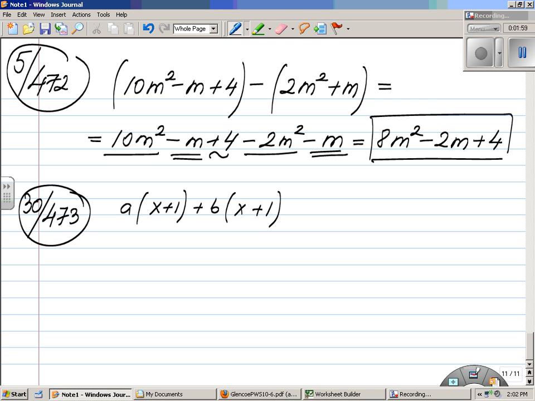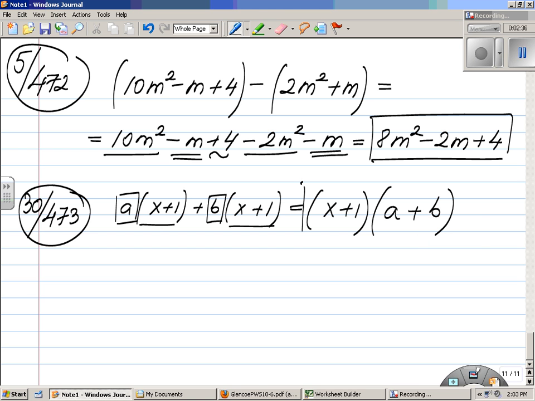Class, do you see any common factor here? Raise your hand and say loud. X plus 1, very good. X plus 1 seems to be my common factor, my greatest common factor if you want. I will factor it out. X plus 1 times, what is left in the first one? A, right? What is the operation between? Plus. And in the second one, b times x plus 1 divided by x plus 1 will be just b. Are we done? Yes, we are. Any questions?